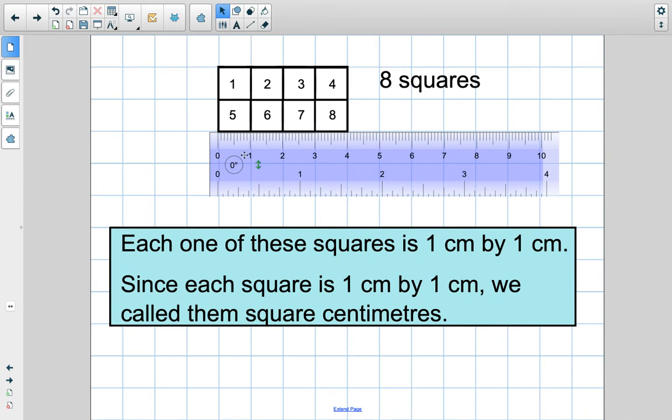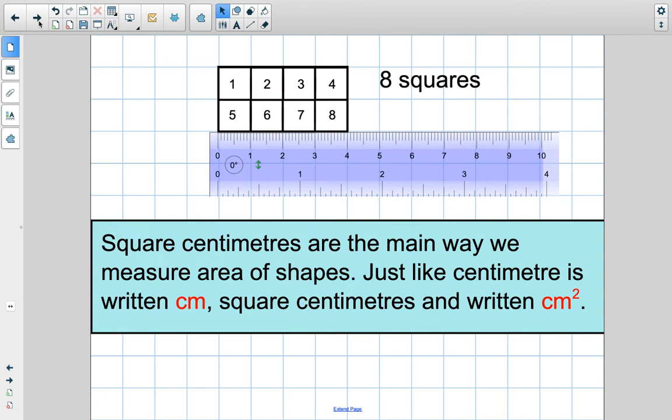For our purposes in this lesson, we're looking at square centimeters, and most of the measuring you do this year and going forward, even in grade 5, 6, 7, and 8, is going to be in square centimeters because we're not going to be using stuff that's too big. So let's take a look at what that looks like. Square centimeters are just the main way we measure the area of a shape.